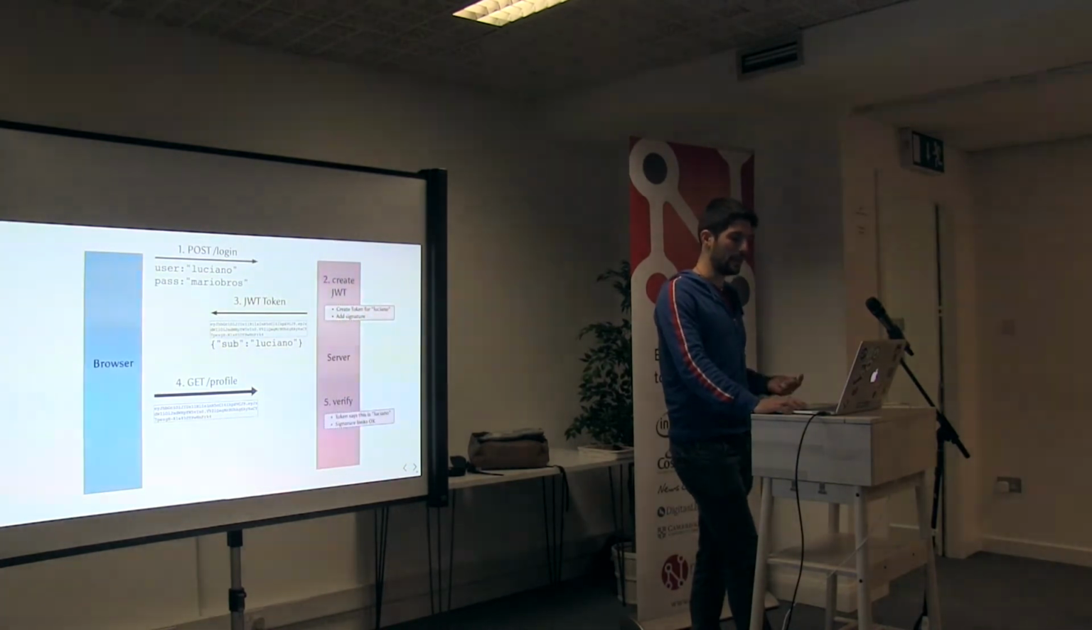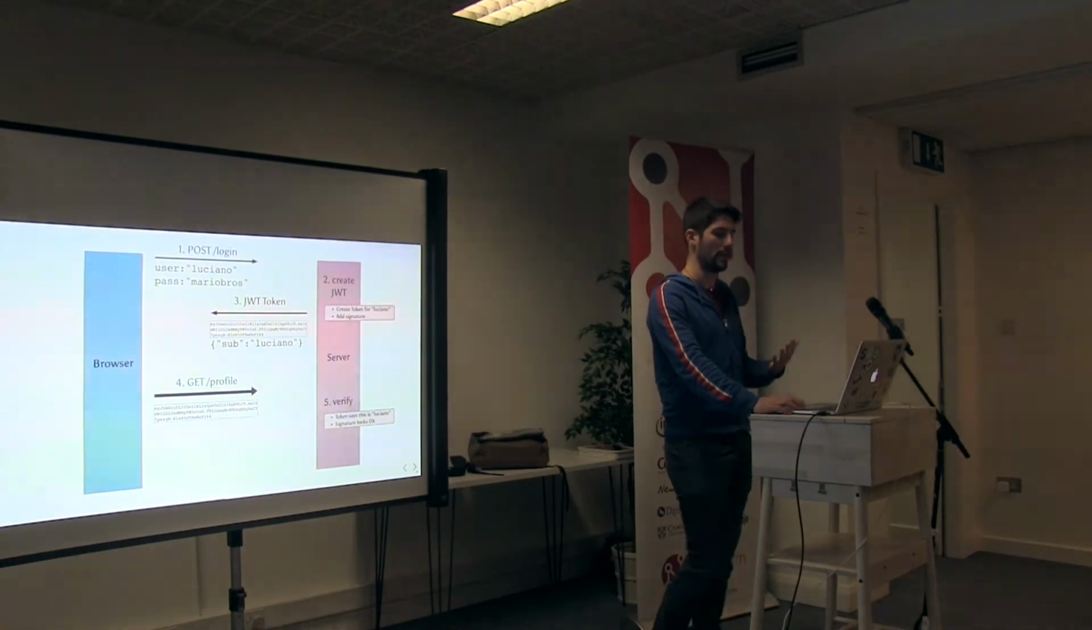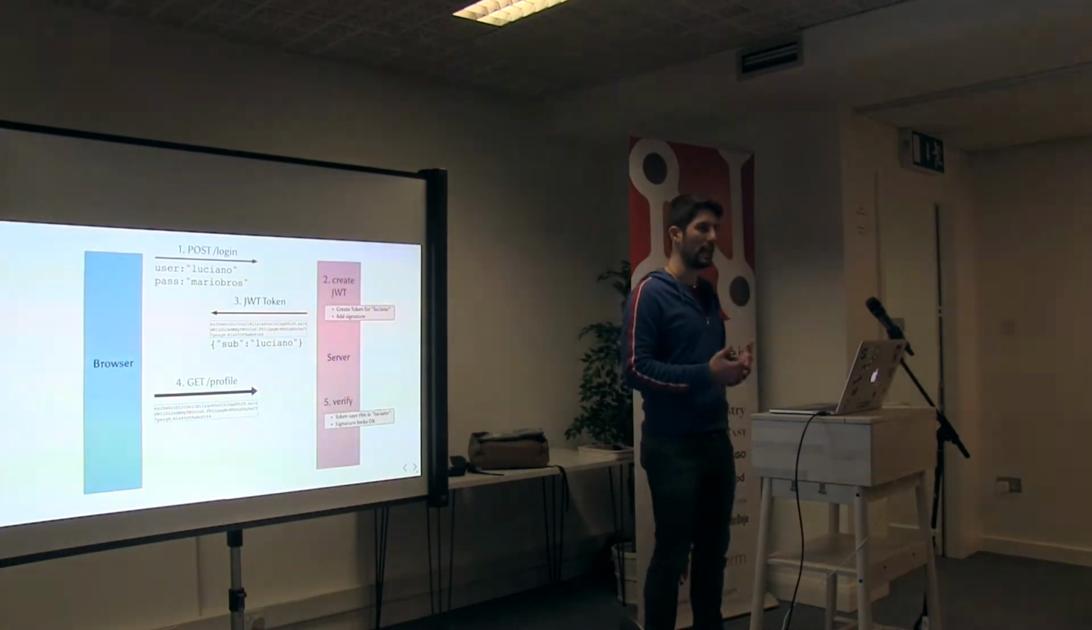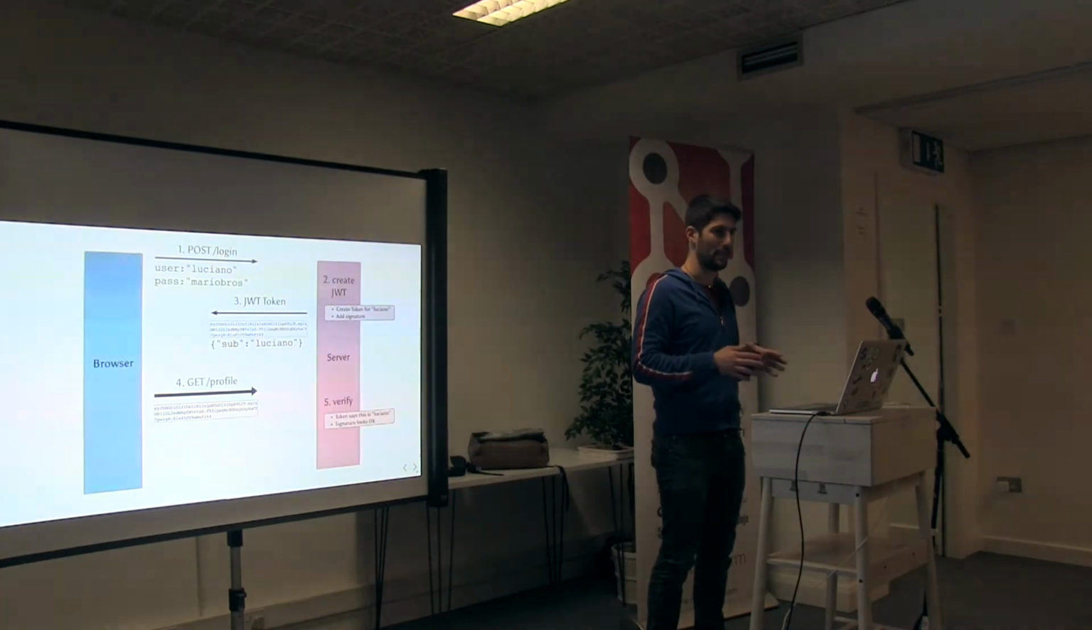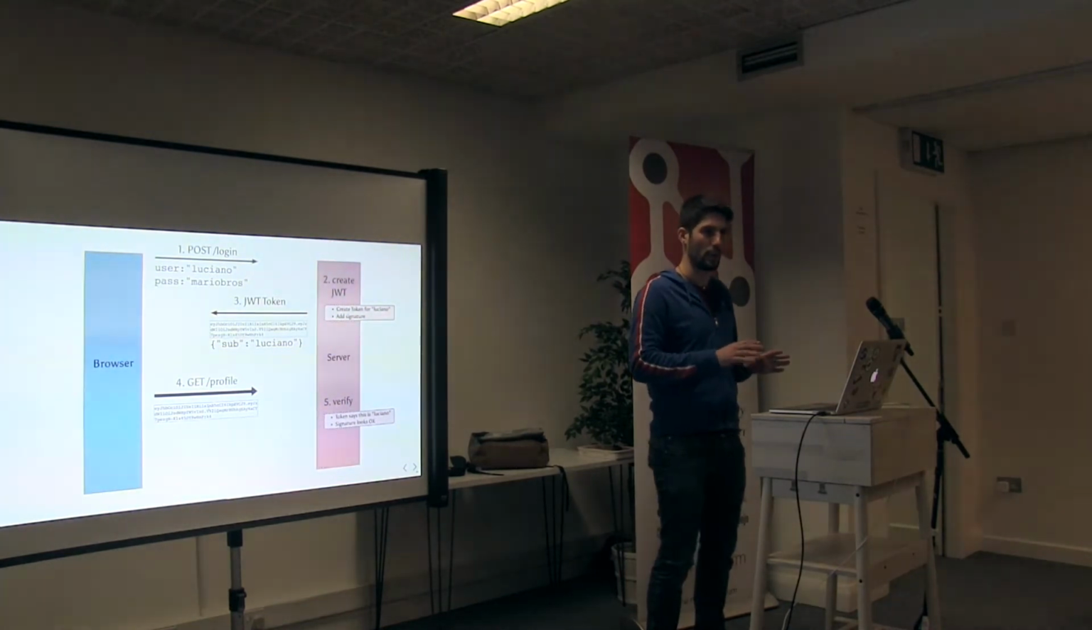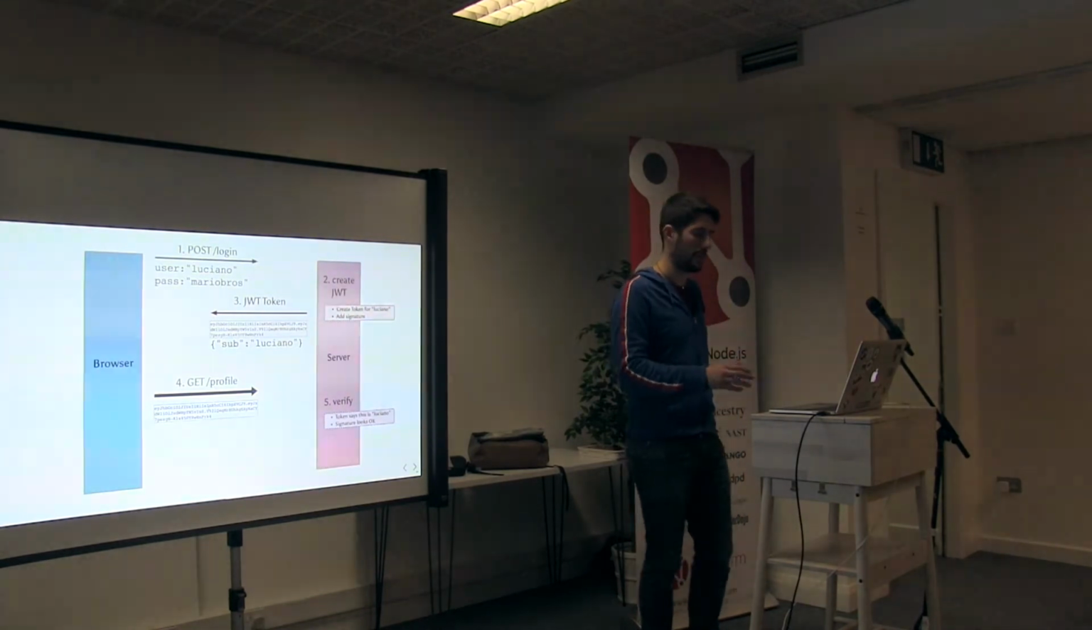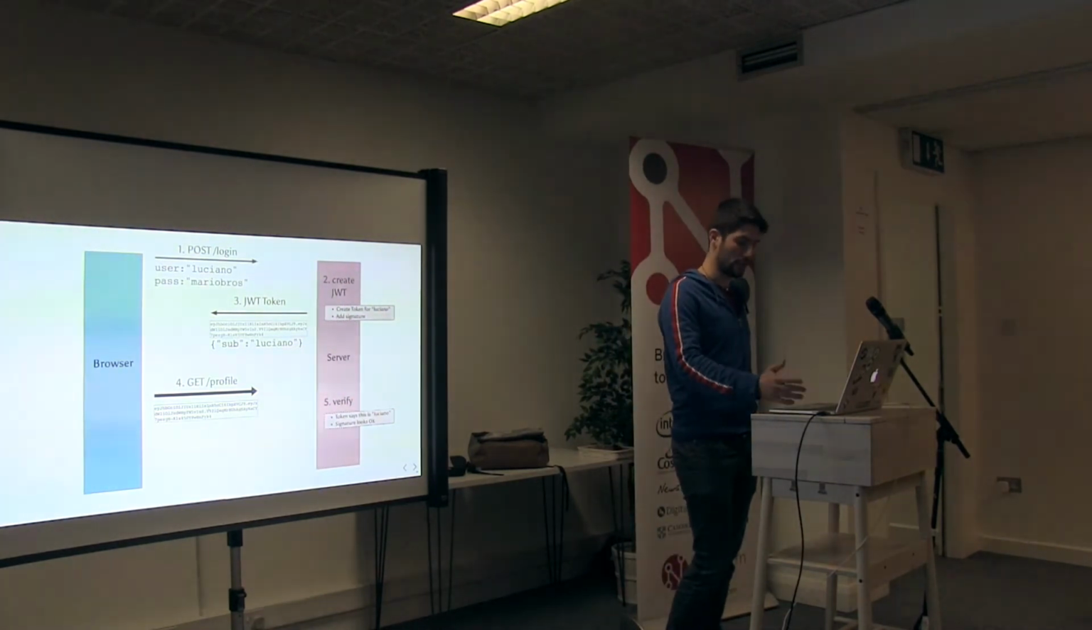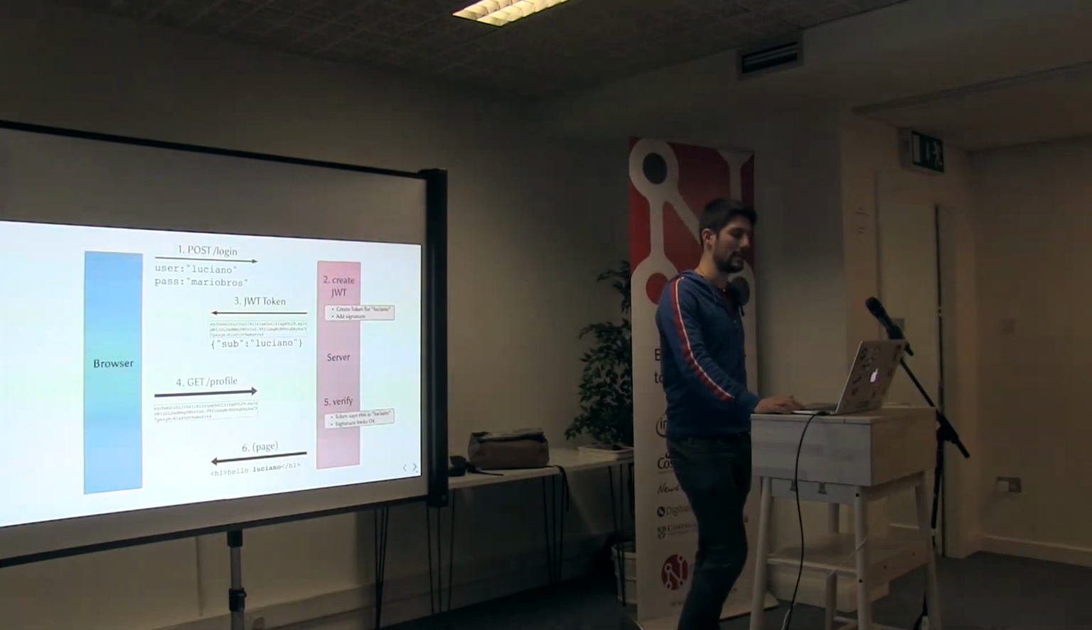So the server will receive the token, and without having to go into a session database, it will just take the token, decode it, see that the subject is Luciano, and then the only thing it has to check is: is this token valid? Because if it is valid, I can just assume the user is really Luciano. I don't need to go anywhere else to verify this information. So assuming that the signature is okay, the server can generate the page for the specific user.